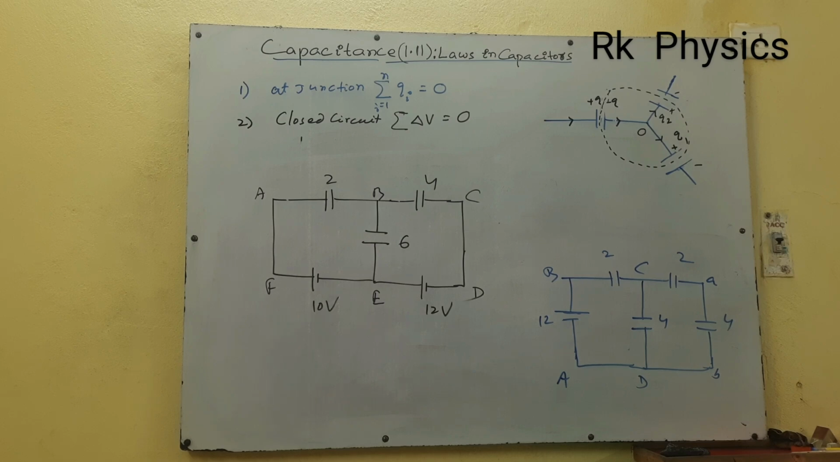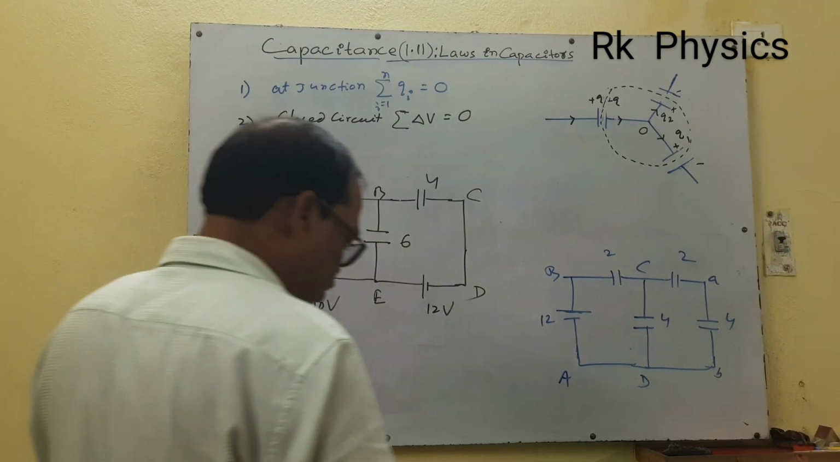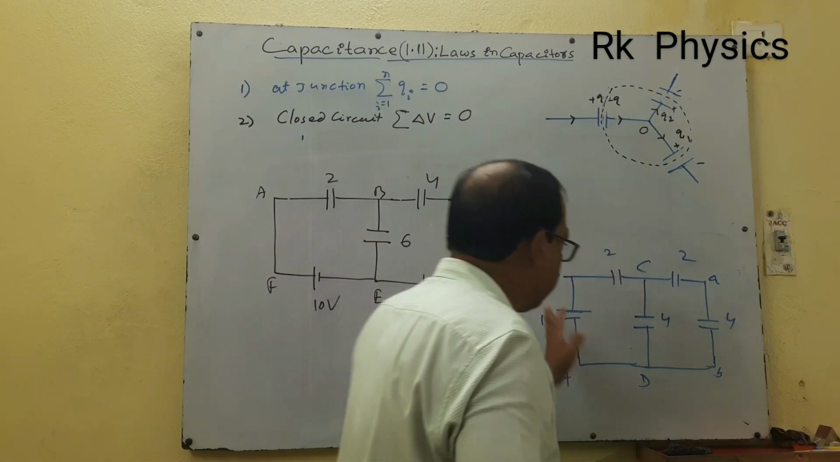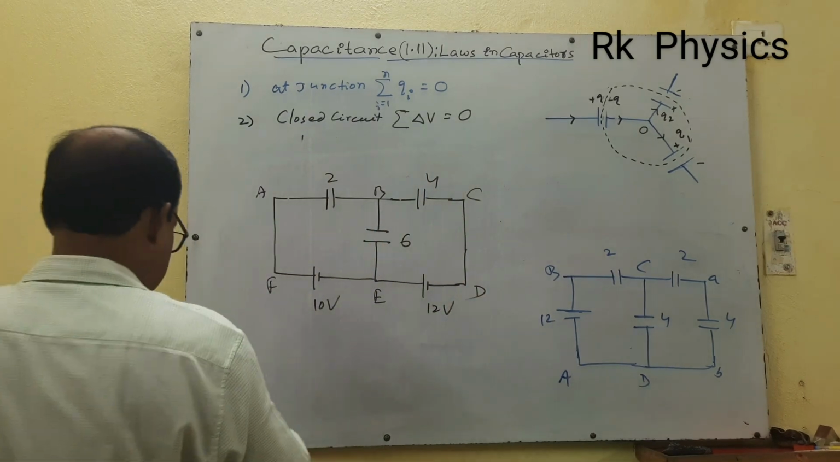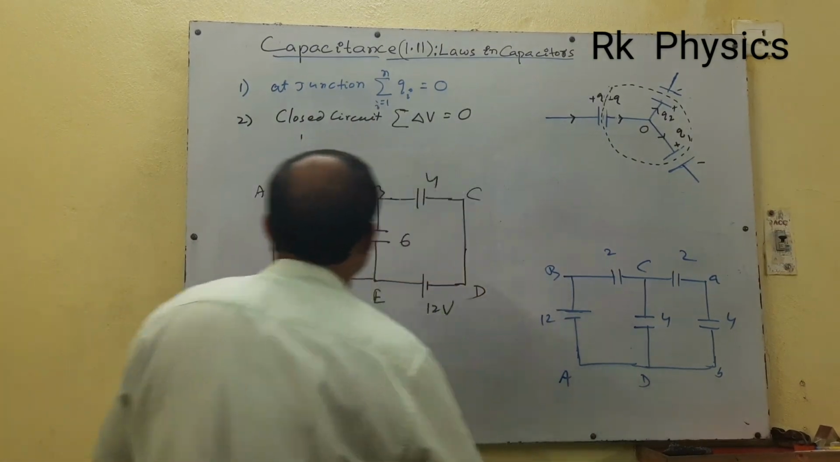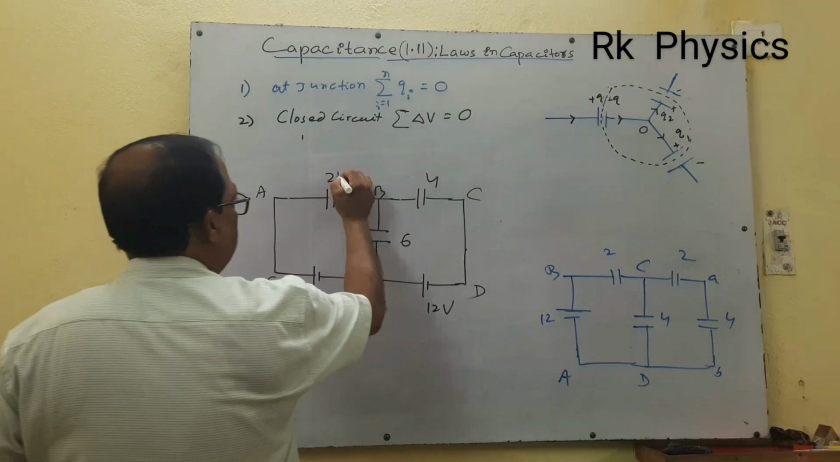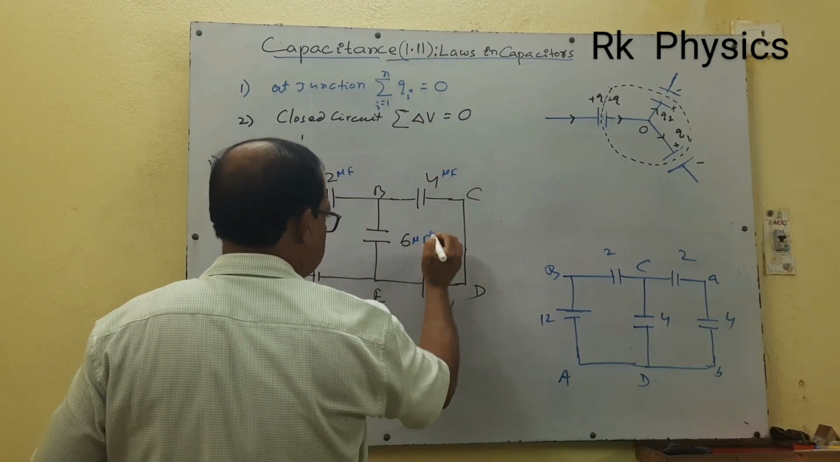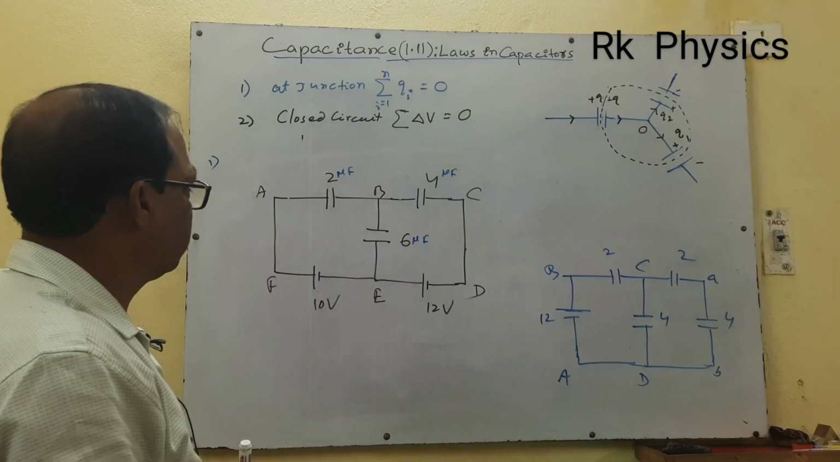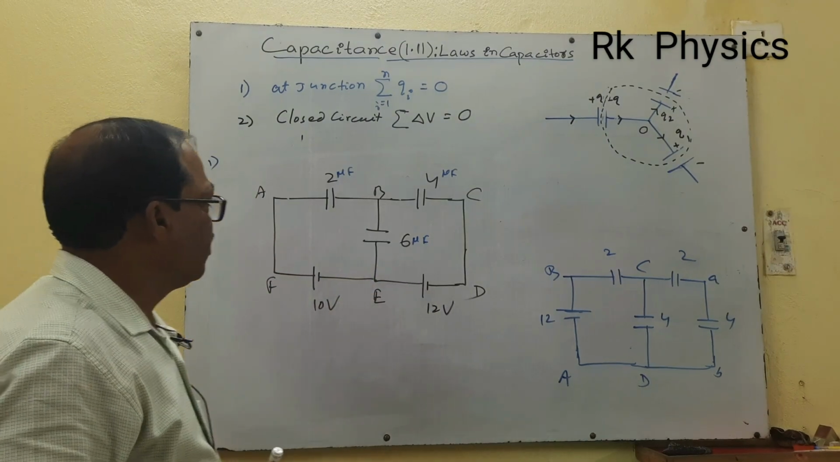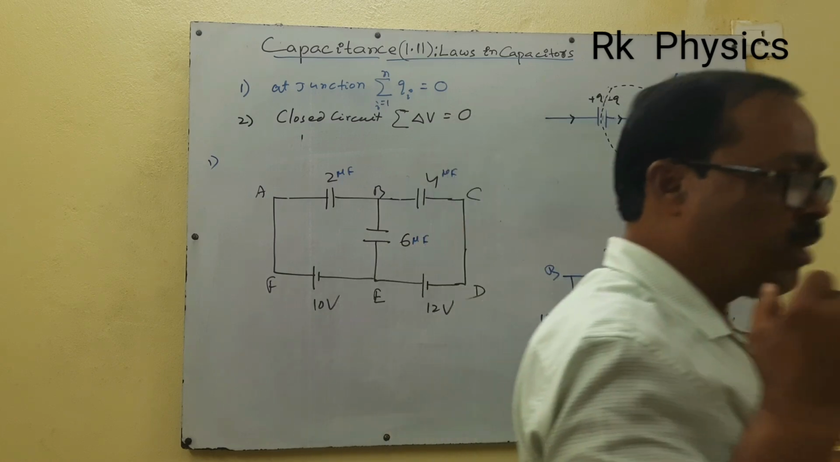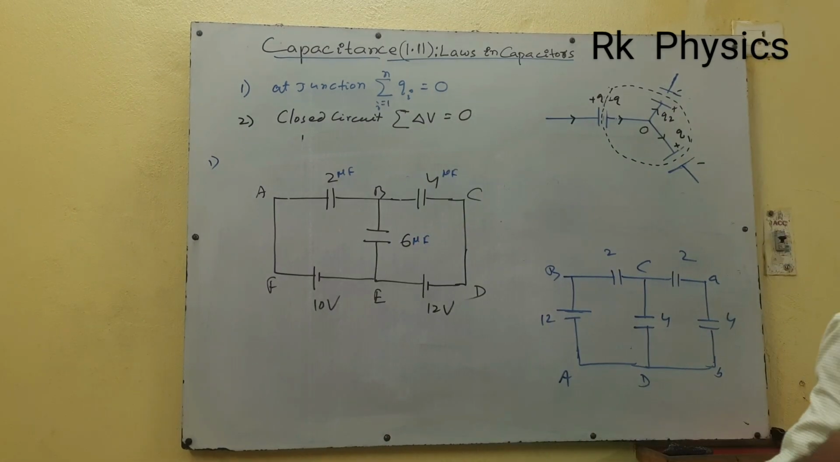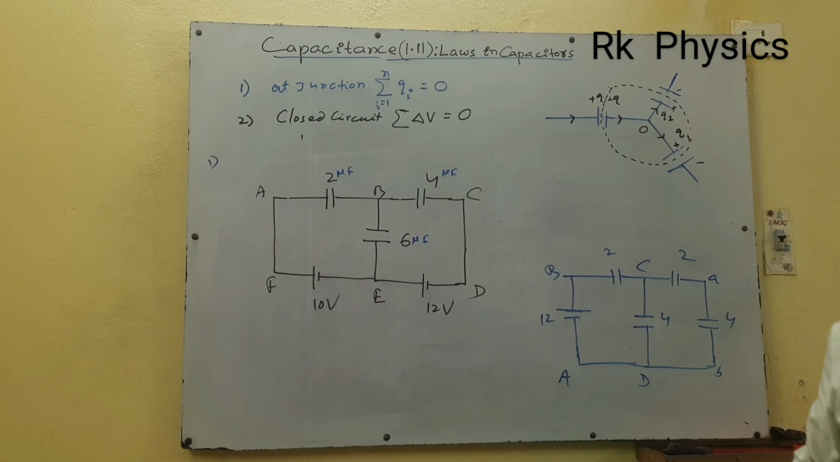Now let us use Kirchhoff's law in two loops. Let us take this as the first loop. All the capacitors are in microfarad. The voltages are V, with 2 microfarad, 4 microfarad, and 6 microfarad capacitors arranged like this. This is 10 volt and 20 volts.